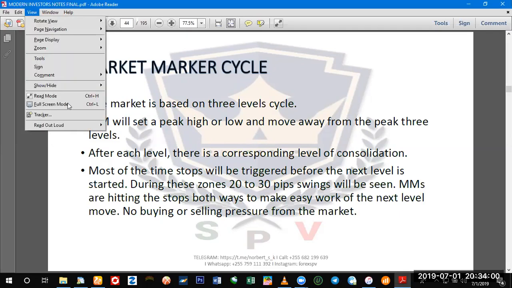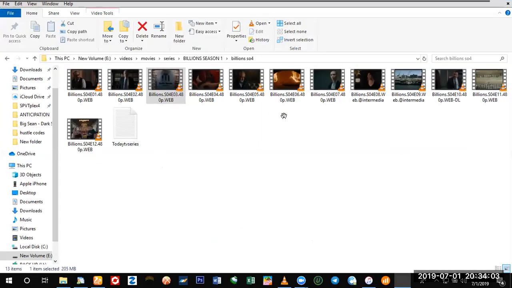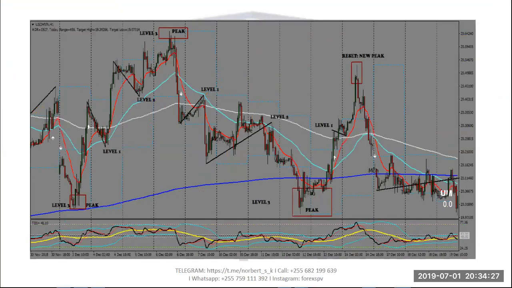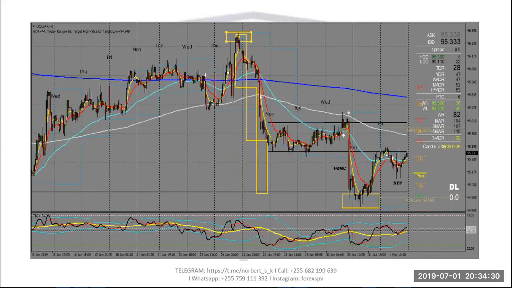Okay. So the first level is usually market maker driven, a fast move. It catches all retail traders by surprise here. The second level is driven by emotional traders. And the third level is market maker driven. You see the market makers' hand on the third level here. So this one is an example where there are 3 times ADR here in 3 to 5 days, but the 3 levels aren't clear here.